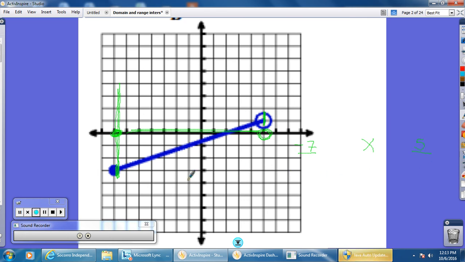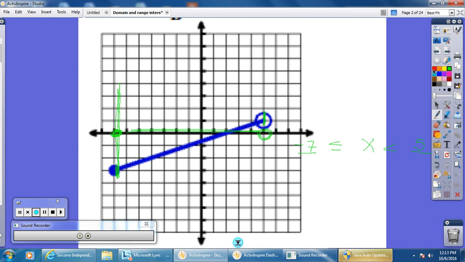Now I need to decipher my sign. So this is a solid circle, so it's going to be equal. This is an open circle, so it's just going to be less than. So X is between or equal to negative 7, not including 5. So it's all the values in between there. There's my domain.